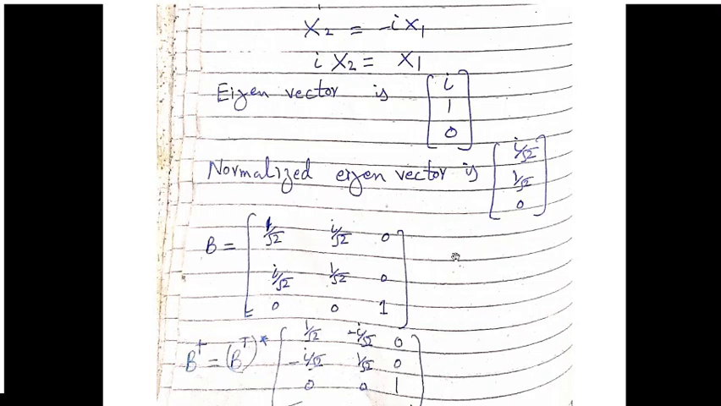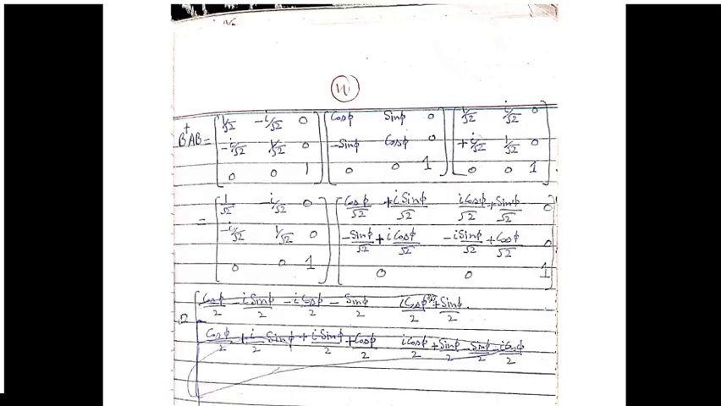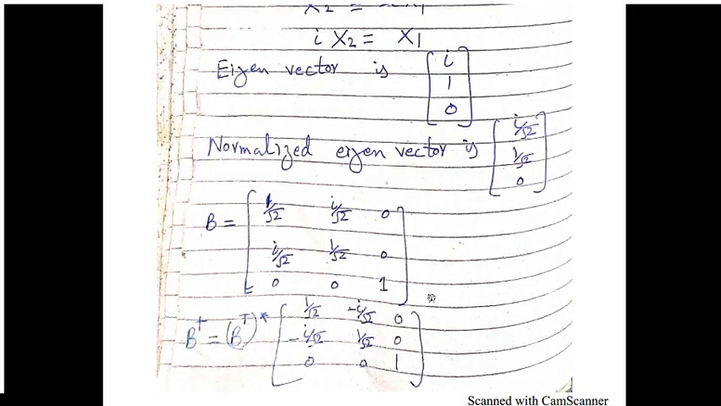Now this is the matrix B, which we can write from these three eigenvectors. This is one eigenvector, this is the second eigenvector, and this is the third eigenvector. We have written this B similar to our A, in the fashion that in the third row and third column there is 1, and the others are 0.